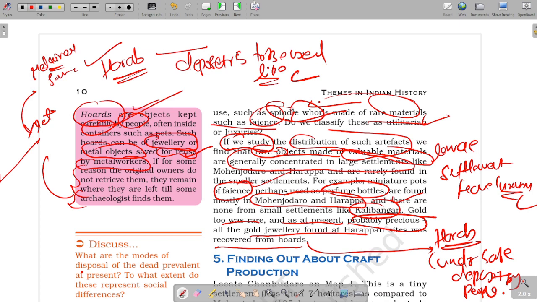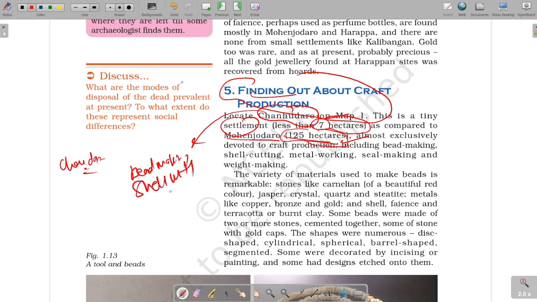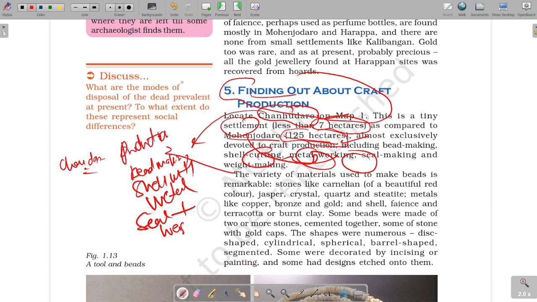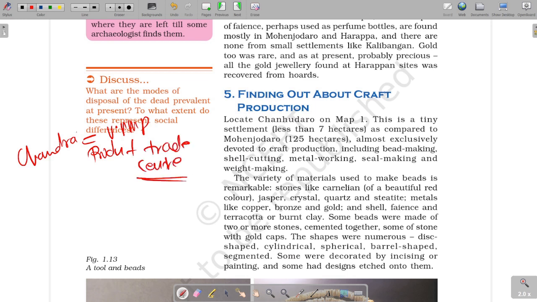Okay guys, now finding out about craft production, the places where craft production was important. A place like Chanhu-daro is a tiny settlement of only 7 hectares, compared to Mohenjo-daro, which is very large, the largest among them. Chanhu-daro was dedicated to bead making, shell cutting, metal working, seal making, plus weight making. These are the things related exclusively to Chanhu-daro, and this was a production center. Chanhu-daro has been a very important production plus trade center, which can be asked directly as a fact.